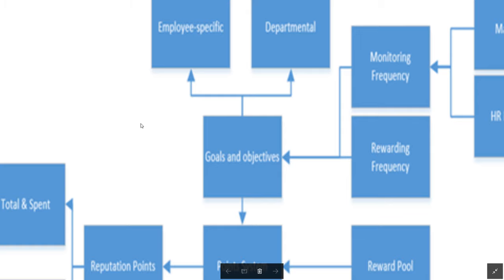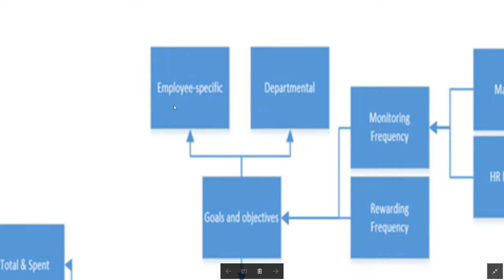The goals are coming from the organization's strategies and from the CEO, and they can be further divided into two child modules: departmental goals and objectives, and the employee specific goals and objectives. And basically, the departmental goals are shared by everyone in the department, and in order to strive towards them, team effort must be made. Hence, they are departmental goals.